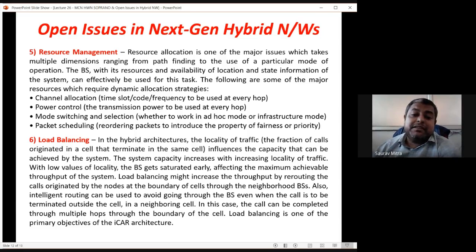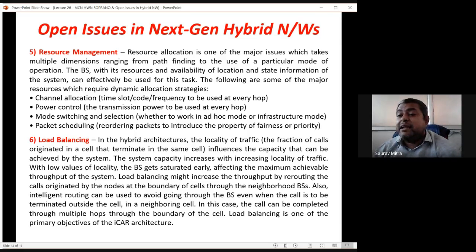So load balancing might increase the output by rerouting the calls originated by the nodes at the boundary of the cells through the neighboring BSs. So there has to be a strategy. If one base station is getting saturated, it should be able to share the load with other base stations so that it remains free. Also, intelligent routing can be used to avoid going through the base station even when the call is to be terminated outside the cell in a neighboring cell. Not necessarily does a call generated in a cell get terminated in that cell.